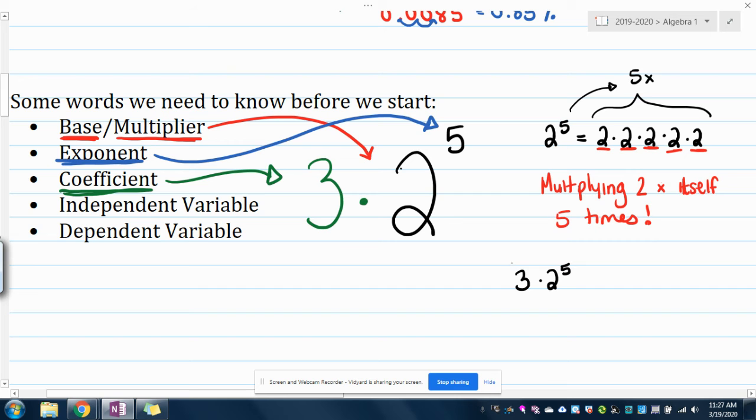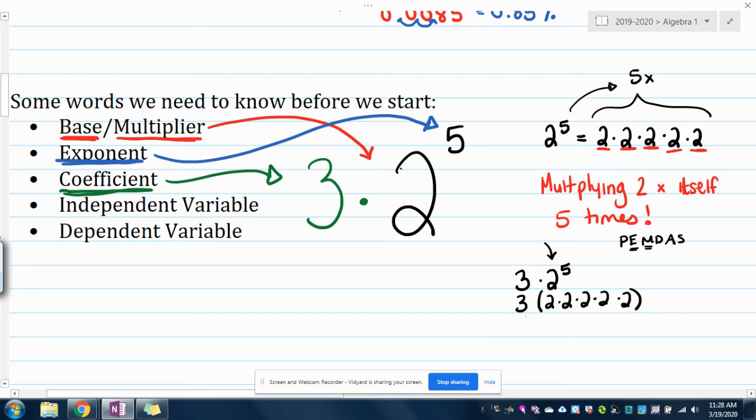PEMDAS, or the order of operations, or GEMS, or whatever you've used in the past, tells us that 2 to the 5th power comes first because it's exponents first and then multiplication, right? So again, PEMDAS tells me that exponents come first and then multiplication. So what I'm going to do is first do the 2 times 2 times 2 times 2 times 2.